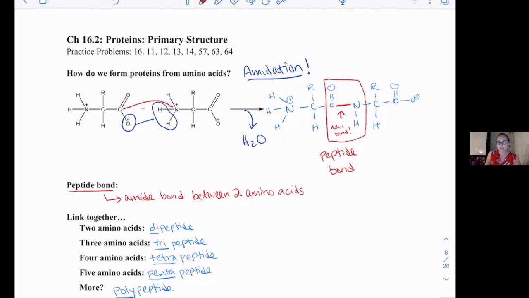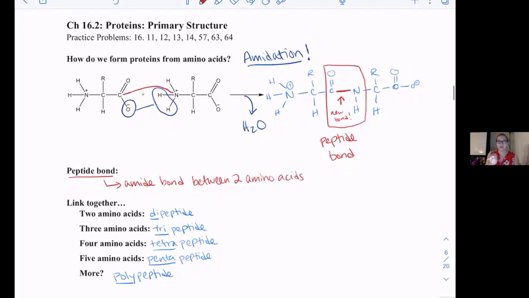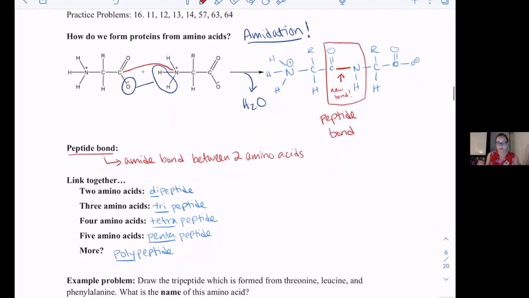We can also link these together. We don't necessarily have to just have two together. If we do have two amino acids, it's called a dipeptide. If we have three amino acids, a tripeptide, then tetrapeptide, pentapeptide, or if you just have a lot, you have a polypeptide. Remember, poly meaning many.